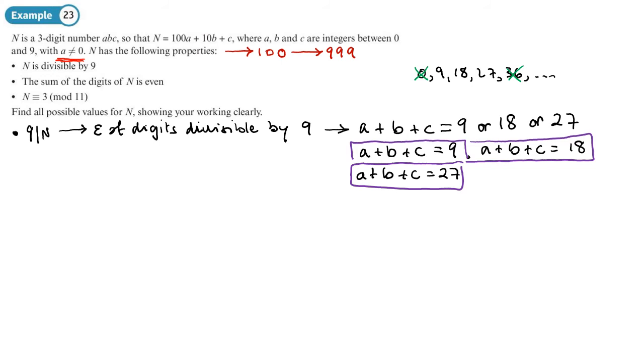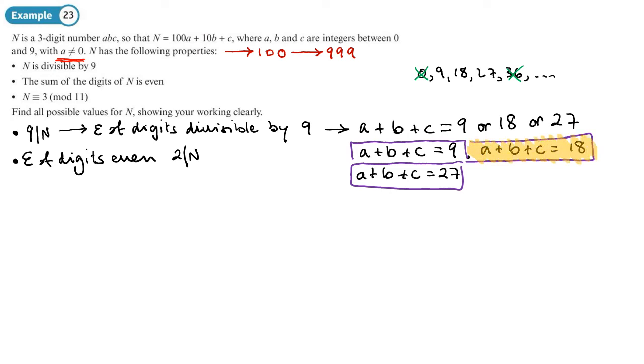Okay, let's go to the second piece of information here that says the sum of the digits is even. Now, if the sum of the digits is even, that means that n can be divided by 2. And also, if we look back at the 3 equations that we've written down, in only one of them is the sum of the digits even, and that's this one here.